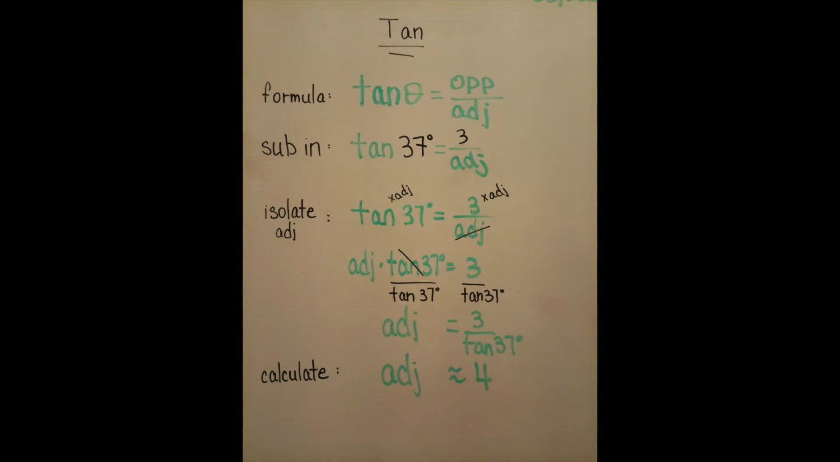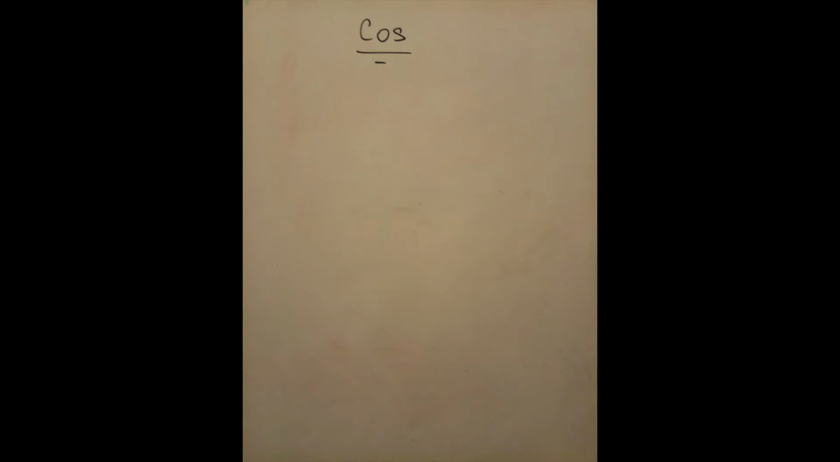At last, we type the equations on our calculators, and then we will get our answers. Adjacent equals 4. Now, we've completed calculating with tan, and we will show you how to calculate with cos.